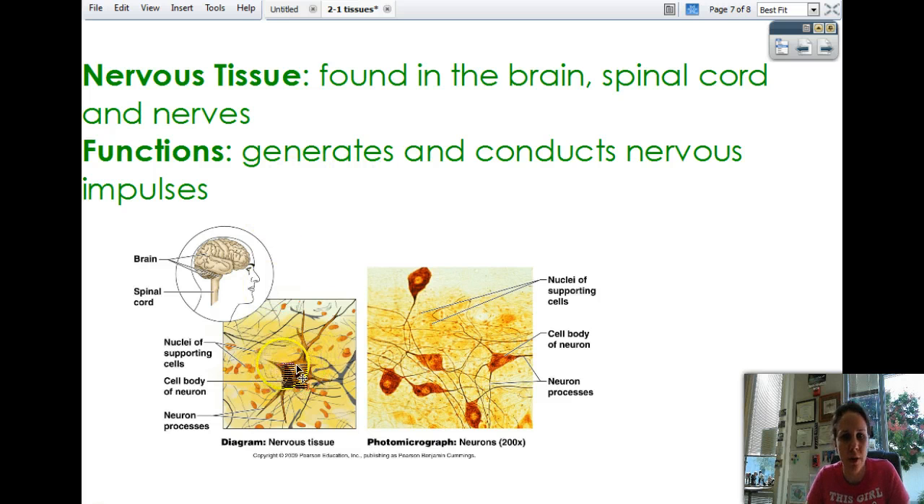And you can see here's a drawing showing a typical neuron, which is a nerve cell, and over here is a photomicrograph slide where they took some brain, smeared it on a slide, stained it so you could see it, and now you can see it's kind of cool looking.